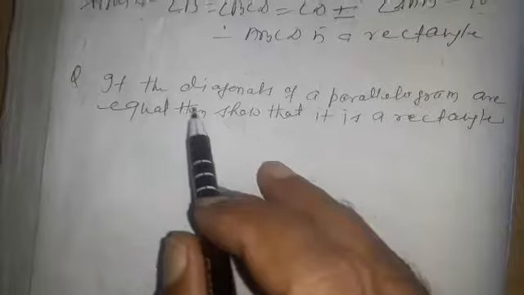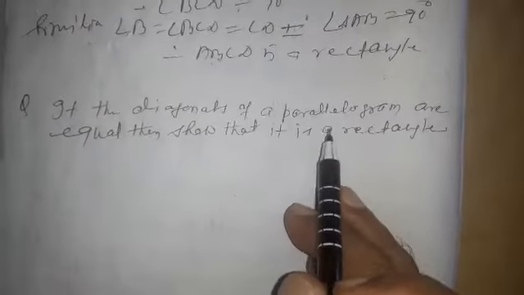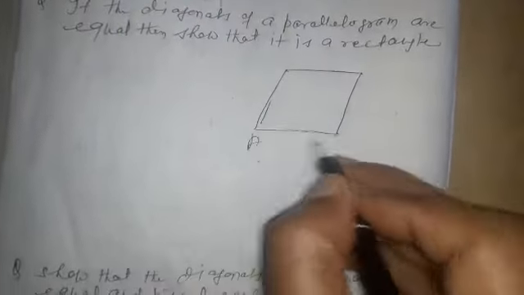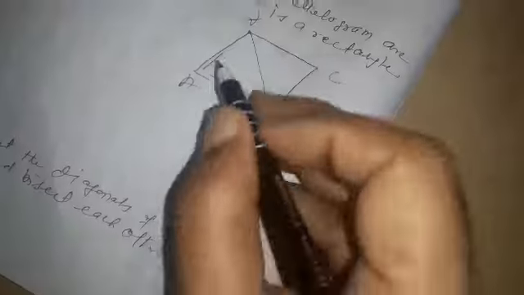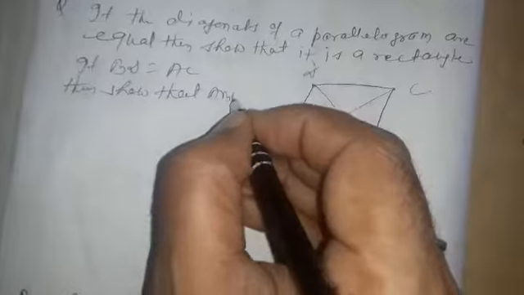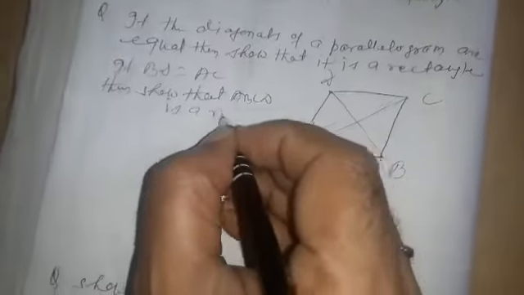Now the next question is: if the diagonals of a parallelogram are equal, then show that it is a rectangle. If ABCD is a parallelogram and the diagonals are equal, it means BD is equal to AC. If BD is equal to AC, then show that ABCD is a rectangle.